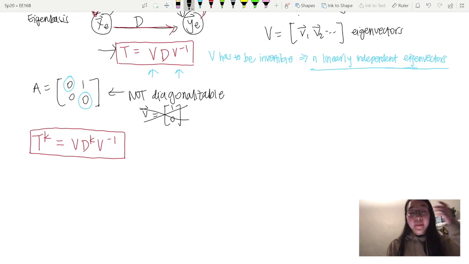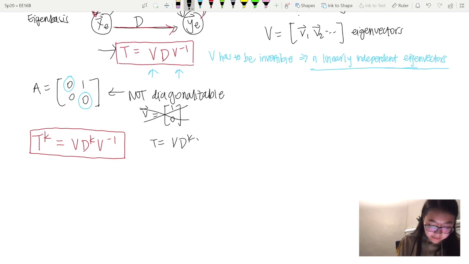Well, if we start writing out the pattern of the T matrix multiplied by itself over and over again, we can start to see, because we have the starting point of T is equal to V D V inverse. Let's consider T squared. Sorry, there should not be a k here. So we start off with V D V inverse.